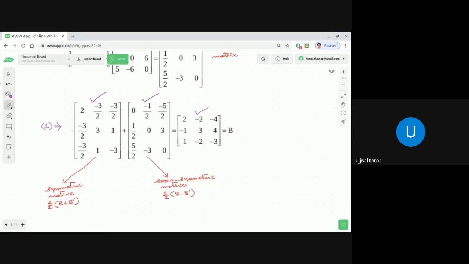Now, in the next class, dear students, we will discuss the inverse of a matrix, the invertible matrix, and under what condition we can find the inverse of a matrix.